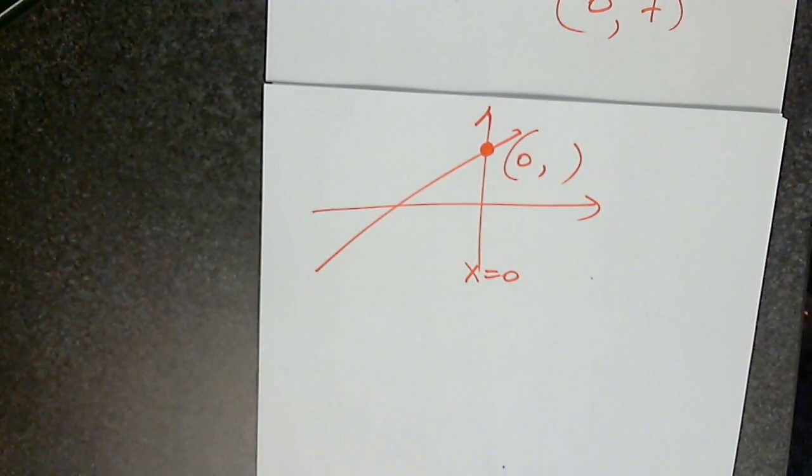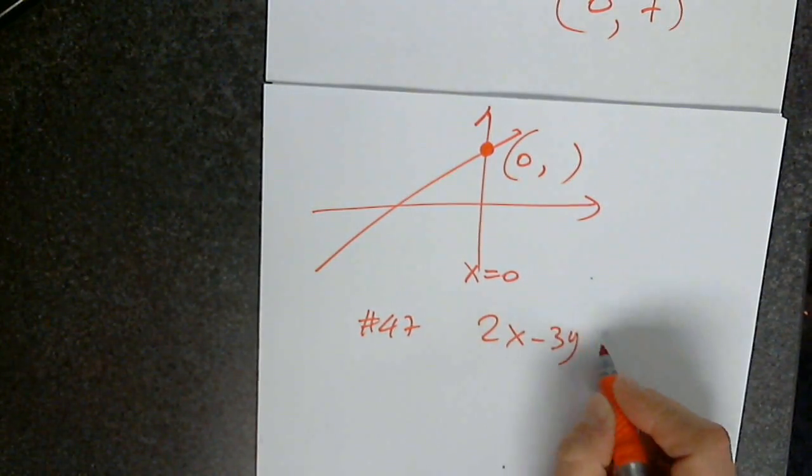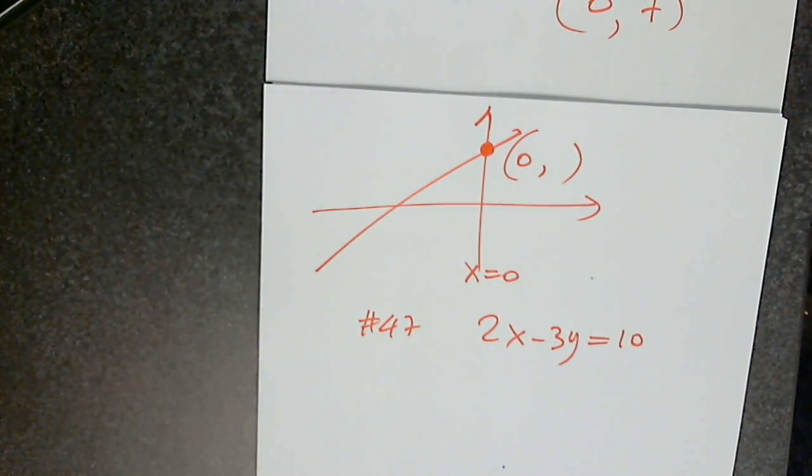Yes, of course. So I would like to look at problem 47. 2x minus 3y equals 10. Say it again. Oh, I'm so sorry.